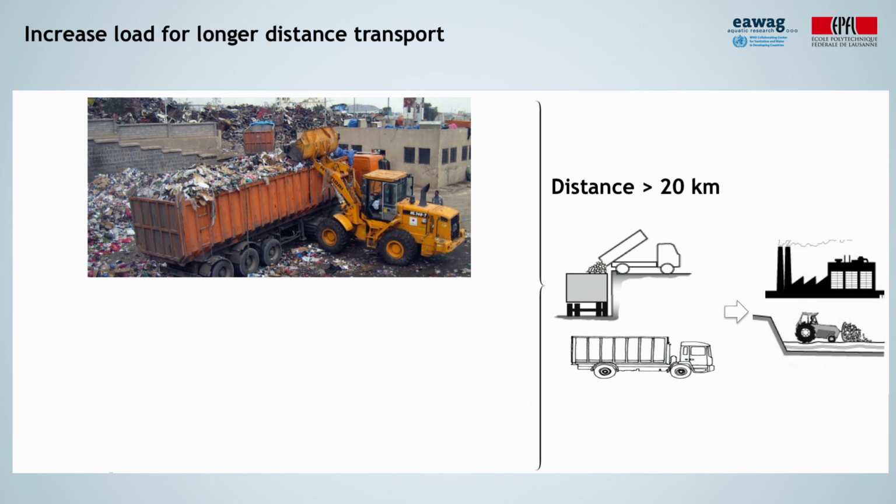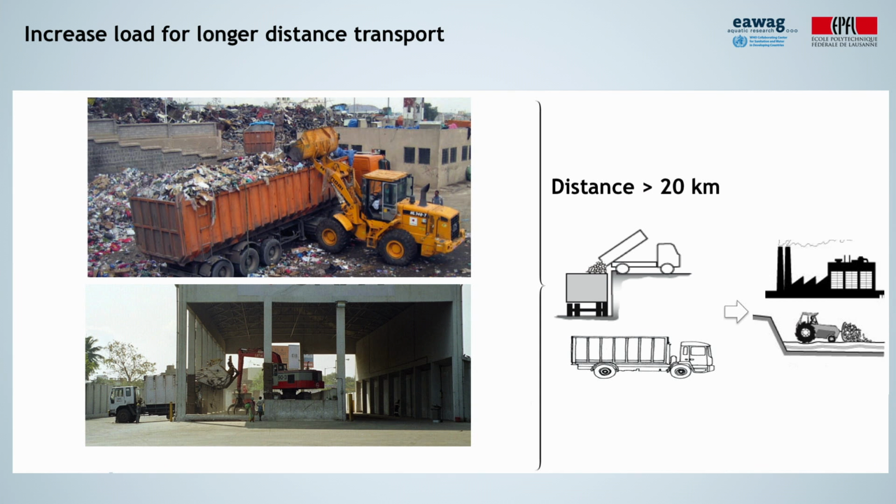Here are some examples of transfer stations. Above, using a large truck. In fact, some cities might even use train wagons or barges. The example below from India shows a transfer station where the load from the smaller trucks is unloaded into a storage bunker, and then from there transferred to larger trucks with a track excavator grapple.